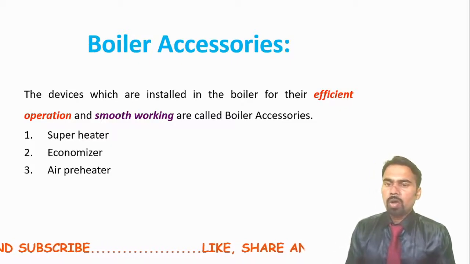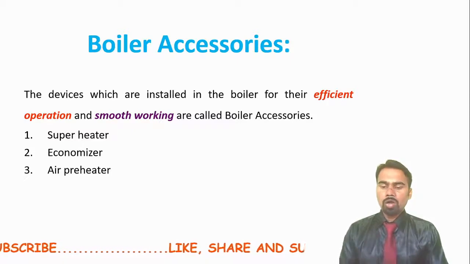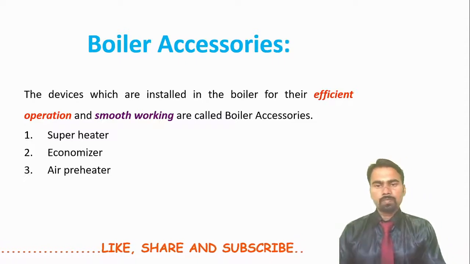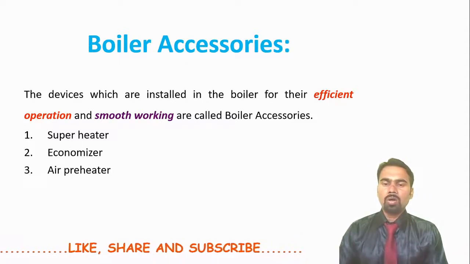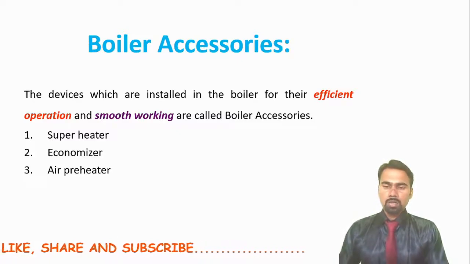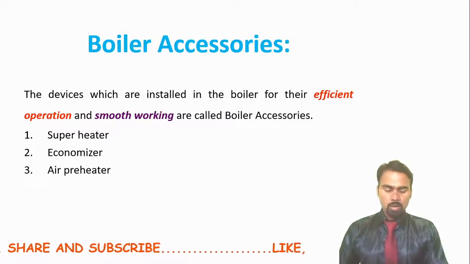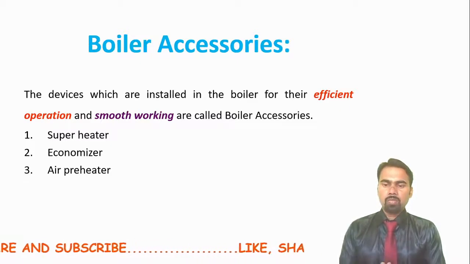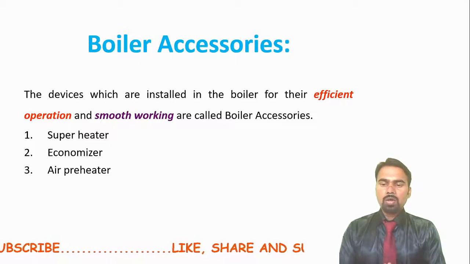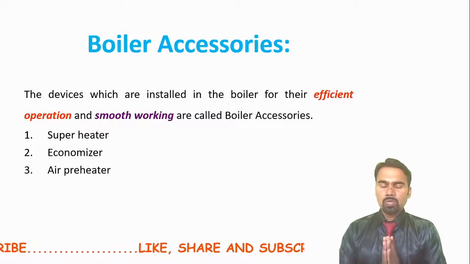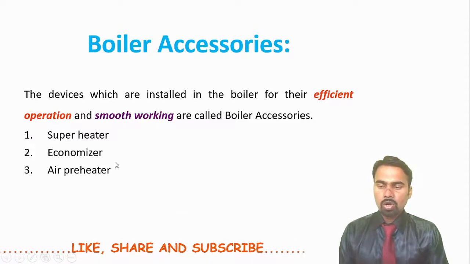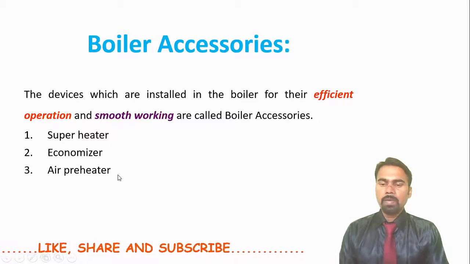Then next point is boiler accessories. Similar to boiler mountings, another point is boiler accessories. Boiler accessories are nothing but the devices which are installed with the boiler for increasing the efficiency of the plant. These parts are not essential, only installed for increasing the efficiency. So which are the boiler accessories? The first boiler accessory is the superheater, the second one is the economizer, and the third one is the air preheater.